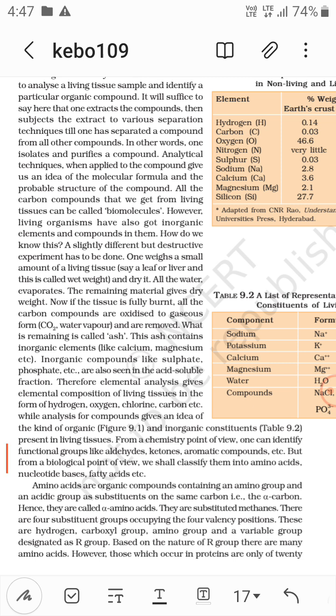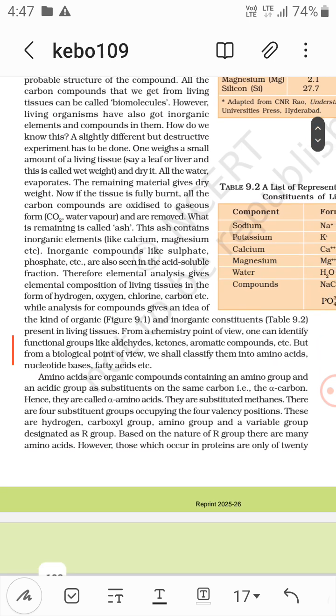A slightly different but destructive experiment has done. All the water evaporates, the remaining minerals gives dry weight. So all the carbon compounds are oxidized to gaseous form, that is CO2 and water vapor, and the remaining is ash. So therefore elemental analysis gives elemental composition of living tissue in the form of hydrogen, oxygen, chlorine and carbon, while analysis for compounds gives an idea of the kind of organic and inorganic constituents present in living tissues.